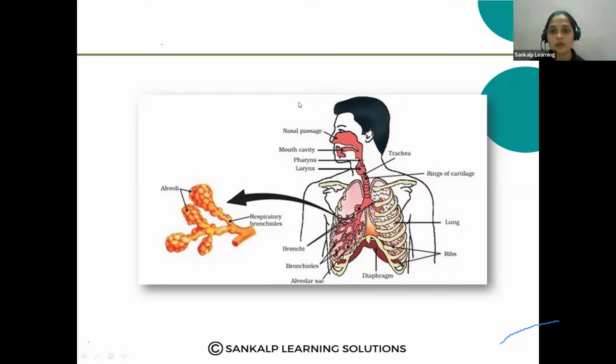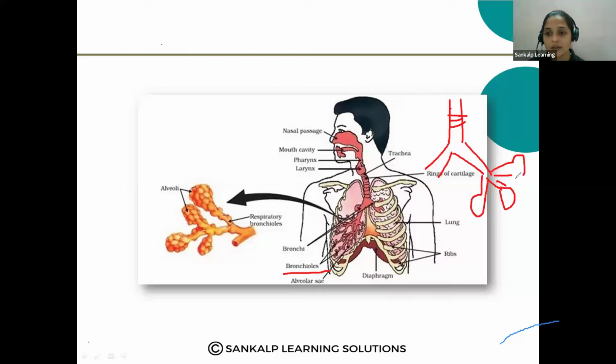Just observe this picture here. This is the trachea. Rings of cartilage are arranged on the trachea, and the trachea branches, and these two branches are called bronchi. The bronchi again divide into smaller branches, called bronchioles. Here the bronchioles are mentioned, and they end with bag-like structures called alveoli. Just concentrate on the diagram.